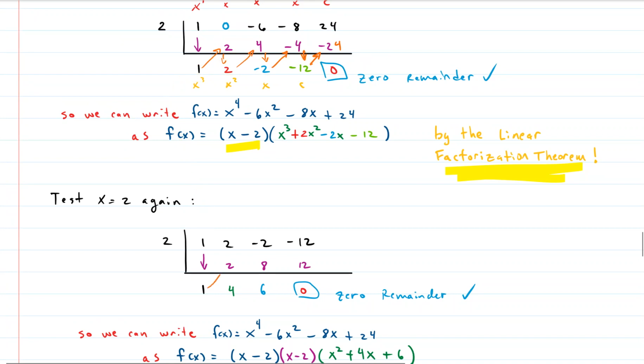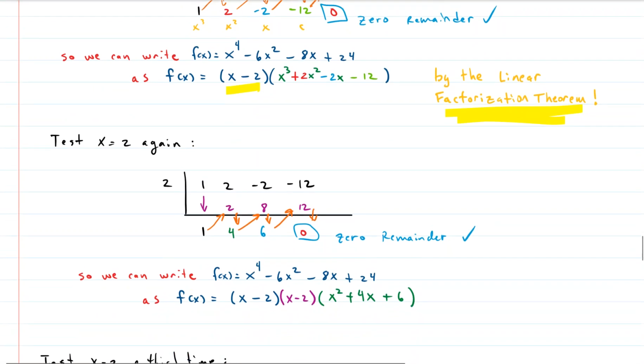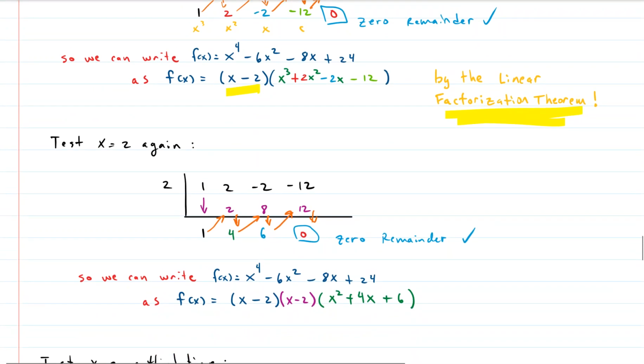So 2 times 1 is 2. We add 2 and 2 and get 4. 2 times 4 is 8. Add -2 and 8 and get 6. 2 and 6 gives 12, and we add and we get 0. So awesome. We knew that was going to happen, right?